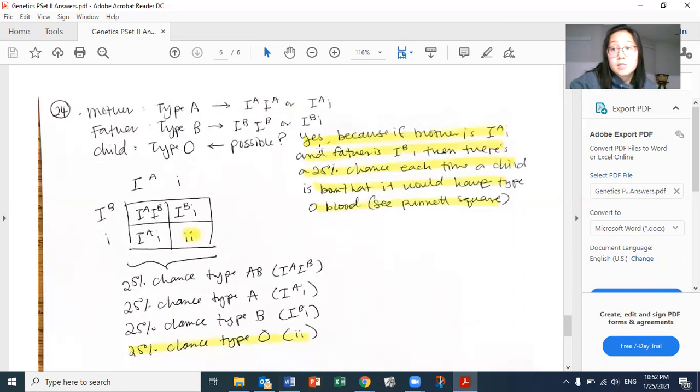So honestly, yeah, it's possible. Because if the mother is IA, lowercase i, and the father is IB, lowercase i, then there is a 25% chance each time a child is born that it would have a blood type O. Okay, and this Punnett square is your reference. But if you knew for a fact that either one of the parents was actually dominant for both, then you would be able to suspect cheating.